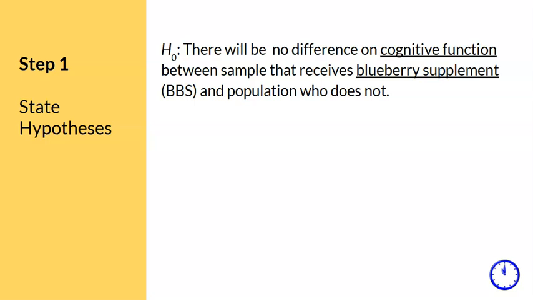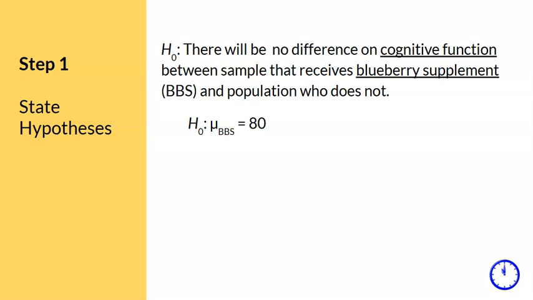In notation, it would be mu BBS equals 80. In other words, if we could treat the entire population with blueberry supplement and nothing happened, then the treated population should equal the population mean. In the lecture example, the population mean was mu equals 80. So we will place the numerical value of 80 in the notation.